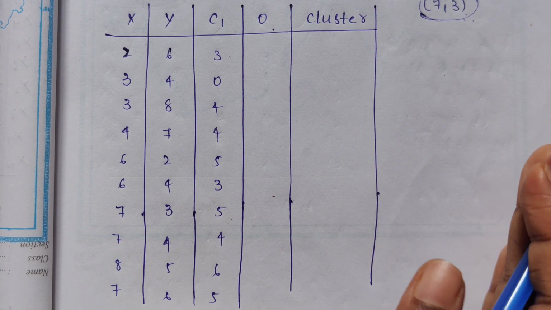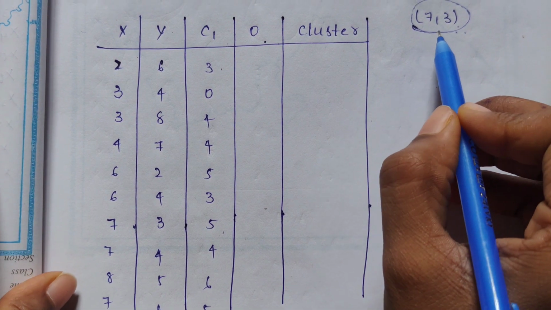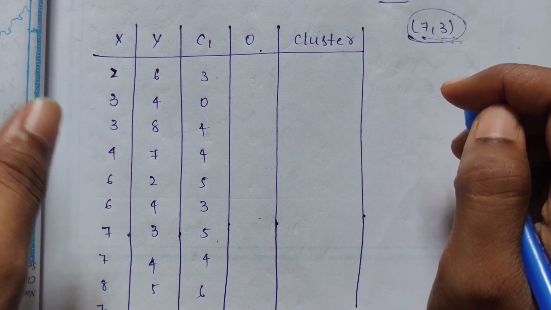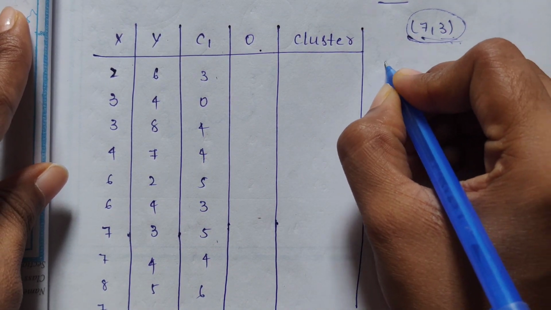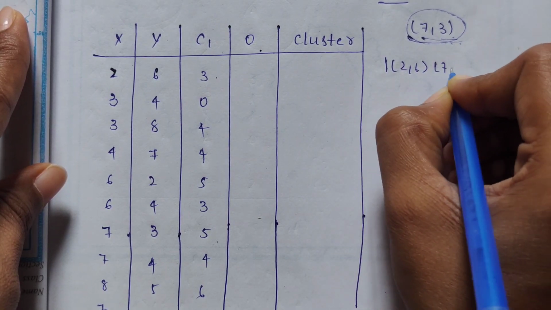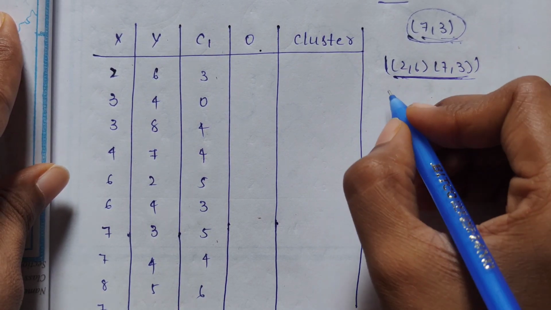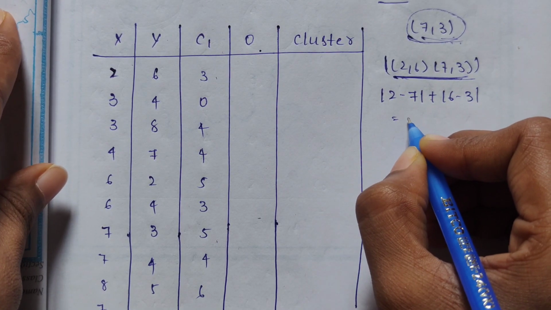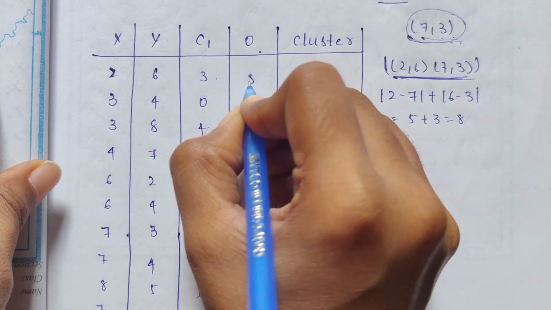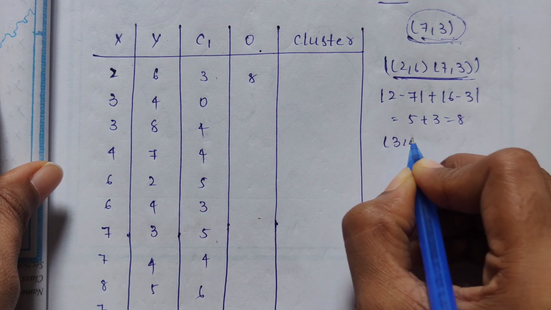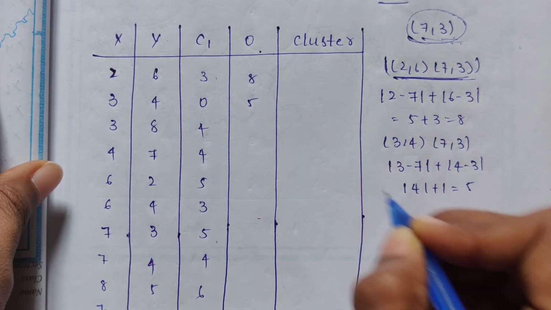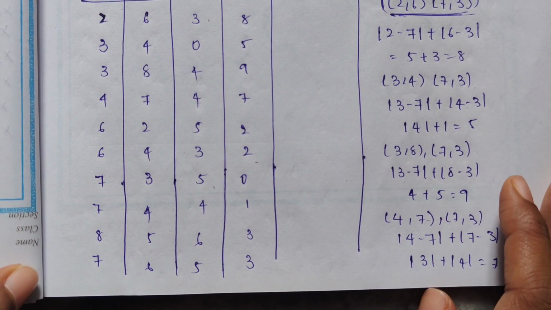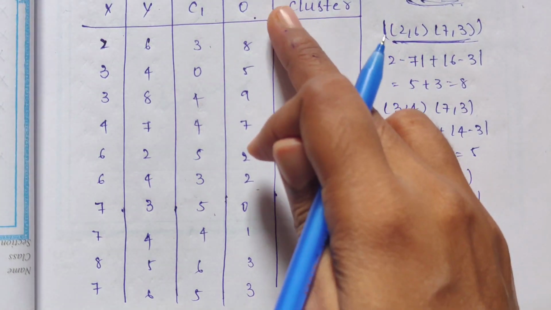Now our job is to calculate the distance from the 7, 3 O cluster to all the new data points. Understood? We will be using the same distance formula here, from 2, 6 to 7, 3, right? These are the values. Substituting the values in the distance formula, we will be getting 5 plus 3, which is 8. Understood? Similarly for 3, 4 to 7, 3. Similarly, by calculating the distance for the other new data points, we will be getting this.